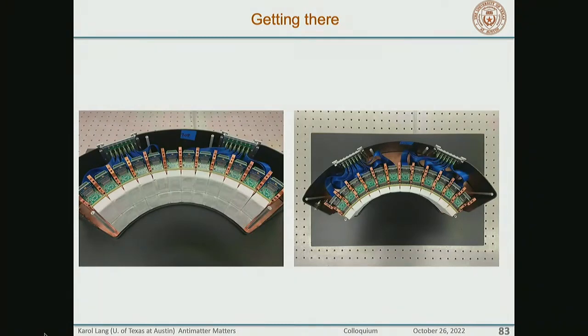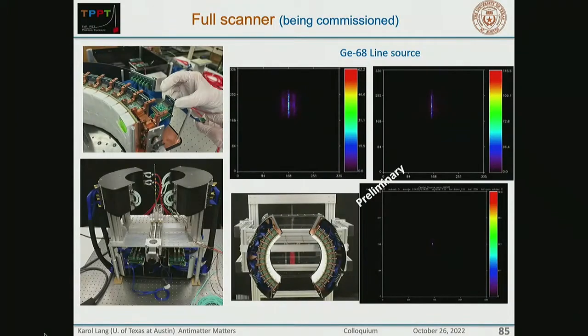This is a fully loaded scanner, left and right half, again as electronics is being inserted. And this is a fully assembled scanner. It has a lot of cooling lines, because the electronics heat up, so we need active cooling. What we can do here is insert in the dead center, called the isocenter of the scanner, a germanium 68 line source, which is a positron-emitting decay, which then produces back-to-back gammas, and image it.